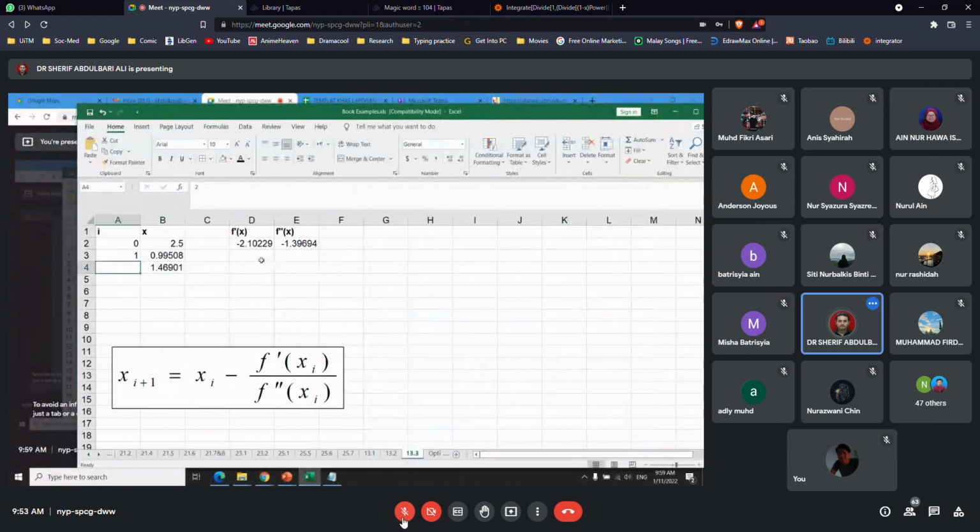1.46901. Perfect. Okay. So you find the two values of the first derivative and second derivative, and for the second iteration, you are going to get 1.4609901. So that means you can calculate the error, new value minus the old value over the new value. Then again, you are going to find the values of the function to find the new value for the third iteration. So you're going to continue like this.